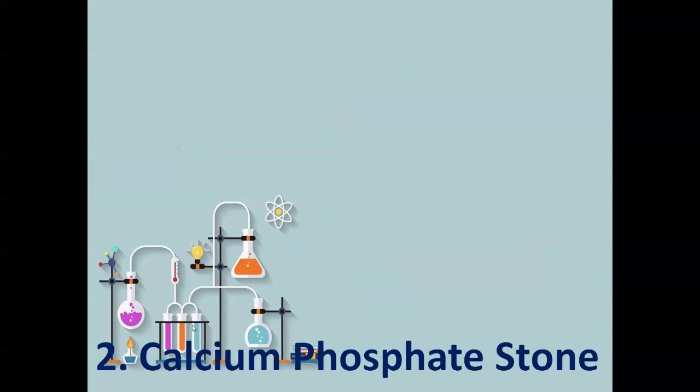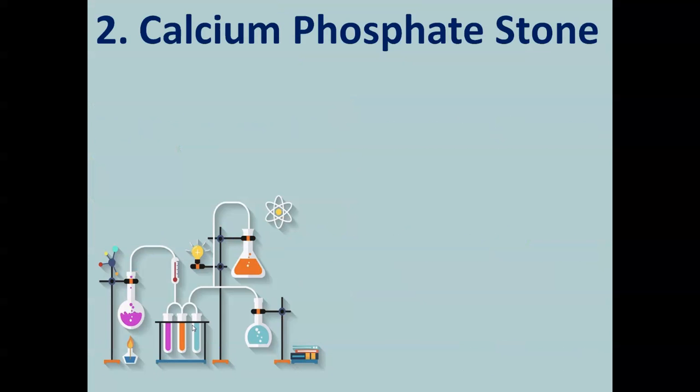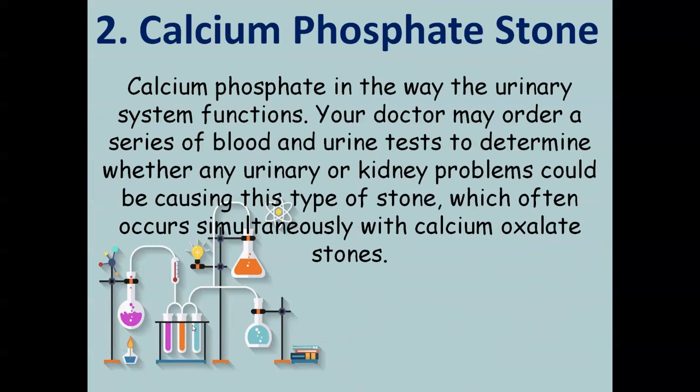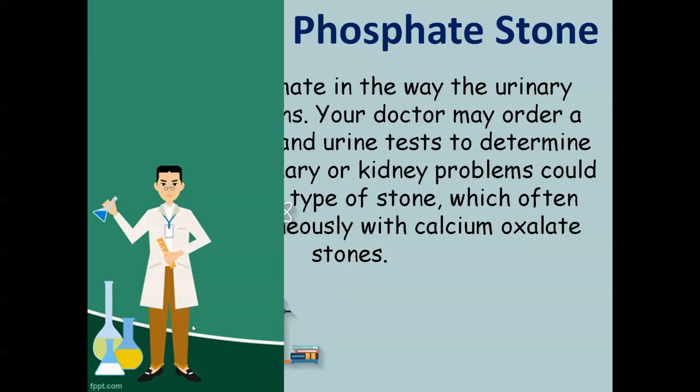Now we learn about the second type of stone, which is the calcium phosphate stone. Calcium phosphate stones relate to the way the urinary system functions. Your doctor may order a series of blood and urine tests to determine whether any urinary or kidney problems could be causing this type of stone, which often occurs simultaneously with calcium oxalate stones.